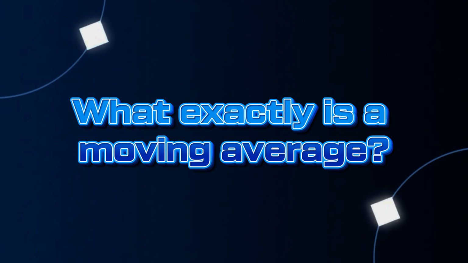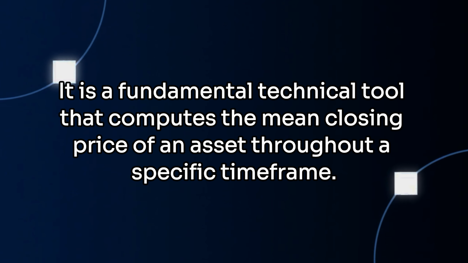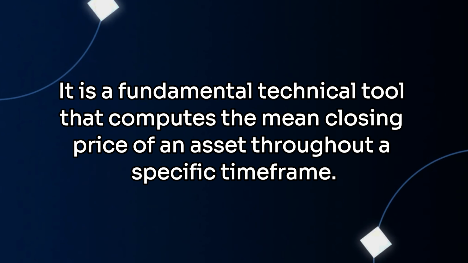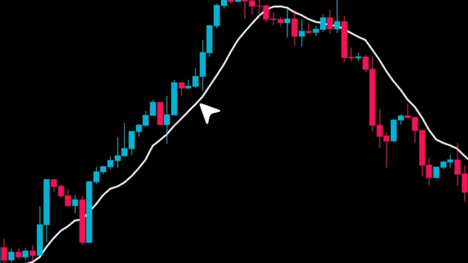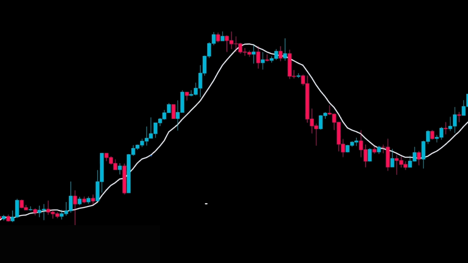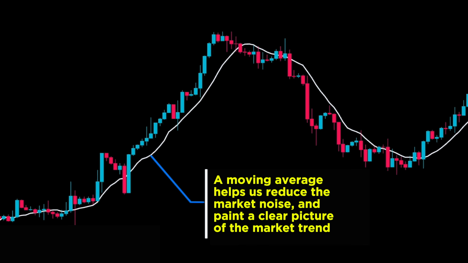What exactly is a moving average? It is a fundamental technical tool that computes the mean closing price of an asset throughout a specific time frame. To illustrate, a 10 period moving average identifies the average closing price of the previous 10 candles. This indicator helps traders filter out market noise and visualize the trend more clearly.